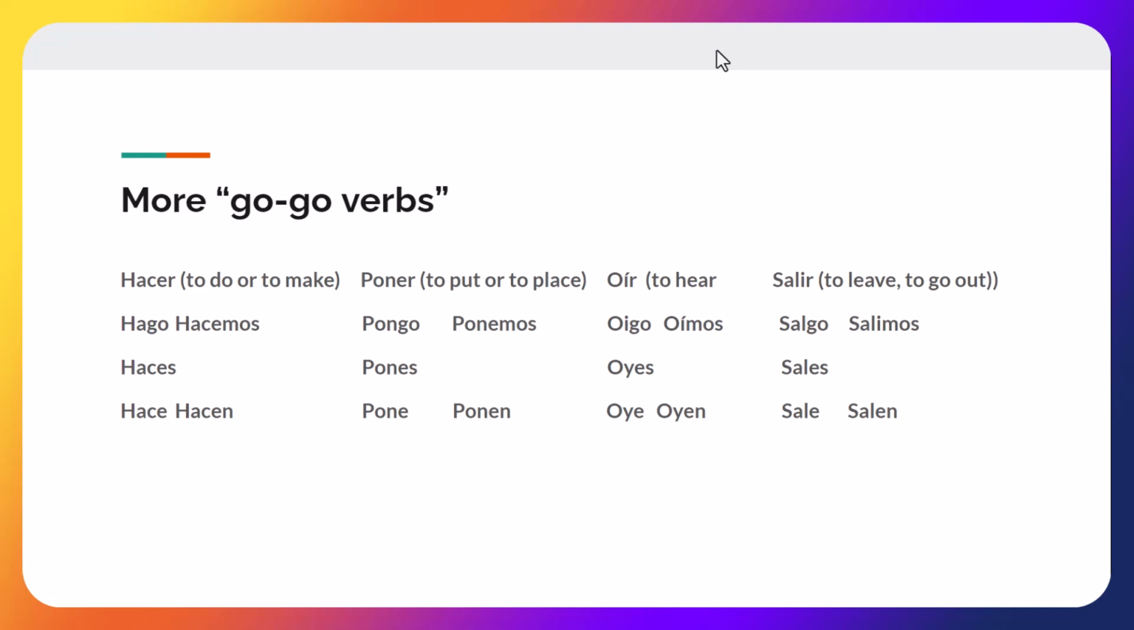Incidentally, we say oye in Spanish when we want to get somebody's attention. It's like saying listen up or hey, just to keep that in mind. And then we have the verb salir. Salir means to leave in the sense of to go out. Salir, to leave. It's a go-go verb. Other than that, it's regular. So we say salgo, sales, sale, salimos, salen.